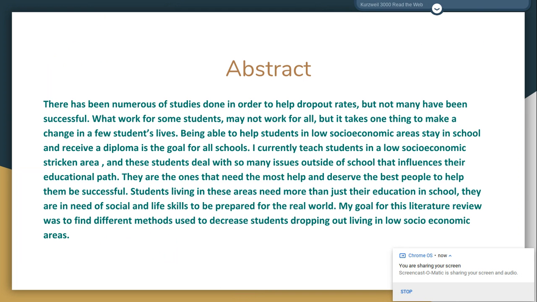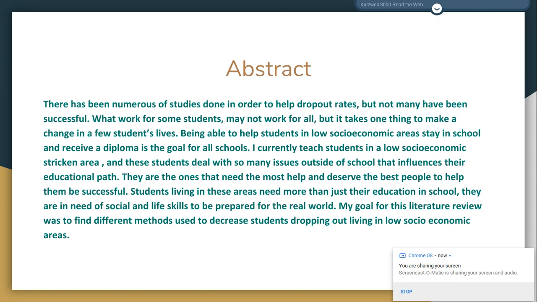There have been numerous studies done in order to help dropout rates, but not many have been successful. My goal for this research review was to find methods to decrease the dropout rate in low poverty areas. So I was doing Title I schools, but I noticed that selecting Title I falls under low socioeconomic and poverty. So I had to find a lot of articles that dealt with low socioeconomic and poverty stricken schools.